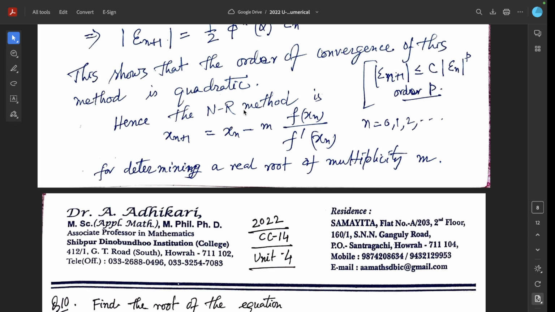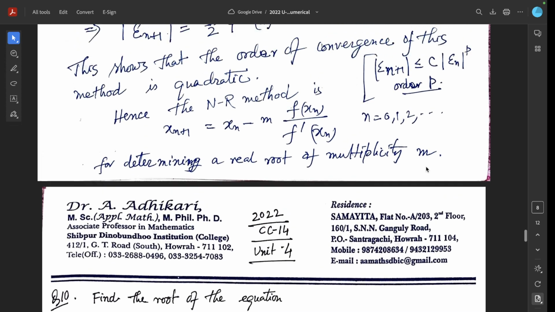Hence the iteration method is x_{n+1} equal to x_n minus m into f(x_n) by f dash x_n, n equal to 0, 1, 2, and so on, for determining a real root of multiplicity m.